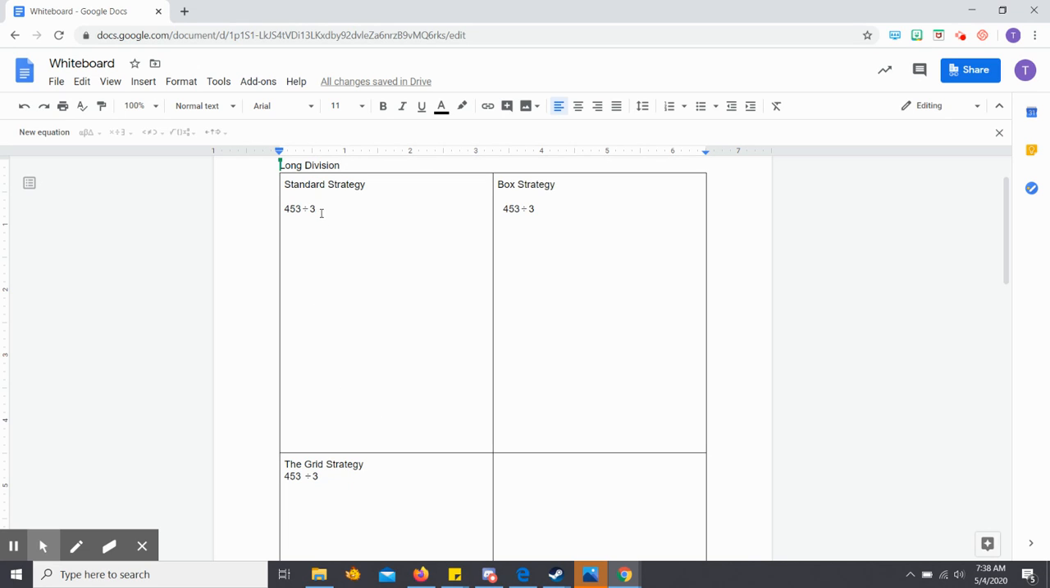So I start with 453 divided by 3. And I'm going to choose a color that is not red today because I'm not feeling it. All right. So I'm going to rewrite this equation using a box. Then I'm going to write, whoops, that's good handwriting today. 453 divided by 3. So what I'm dividing goes inside, and what I'm dividing by goes outside.